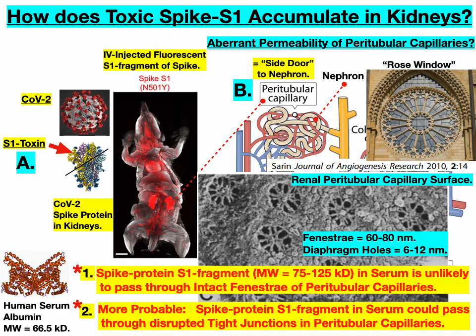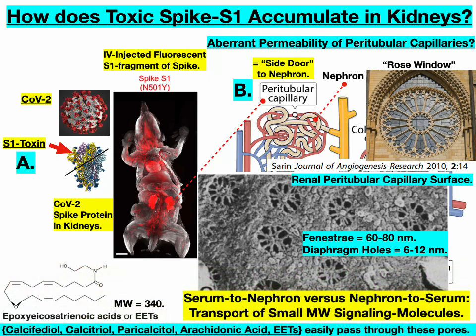Loss of tight junctions in the endothelial cells and/or loss of diaphragms inside fenestrae would produce serious permeability problems in peritubular capillaries, leading to disruption of renal functions. However, if the fenestrae and their diaphragms remain intact, these pores in the peritubular capillary surface are going to be playing critical roles in the pathogenesis of COVID and long COVID, as well as its treatment.